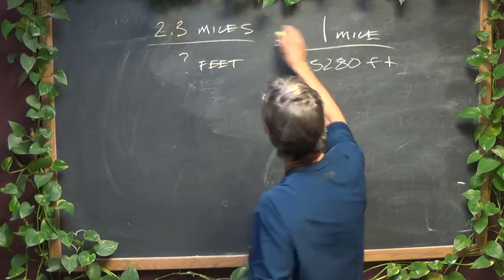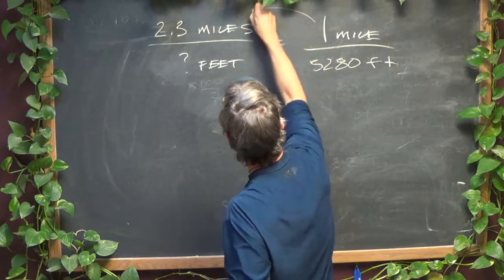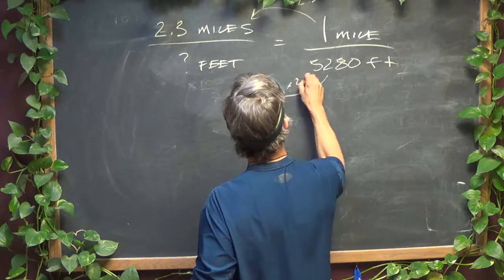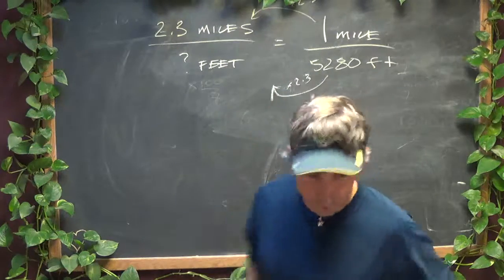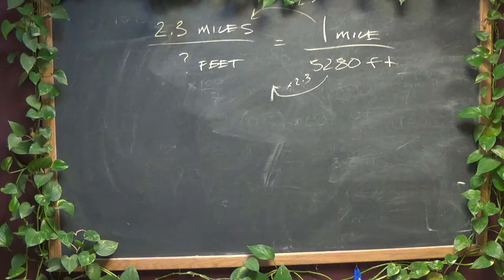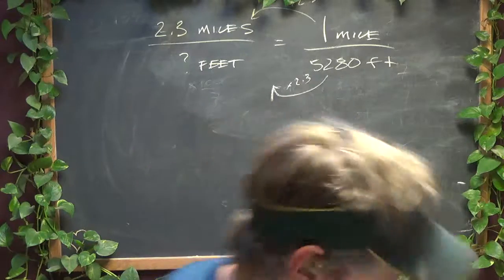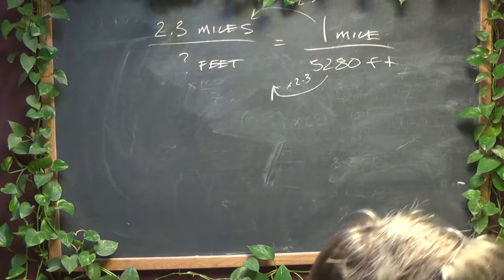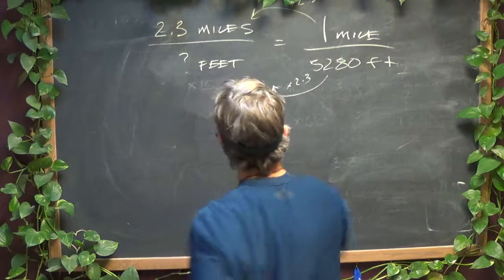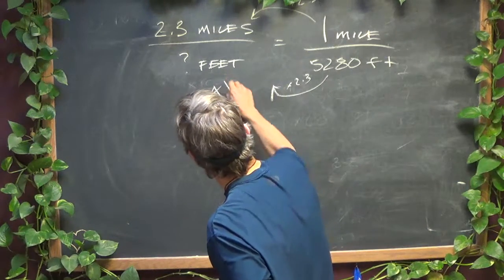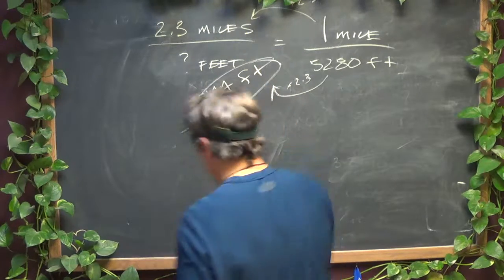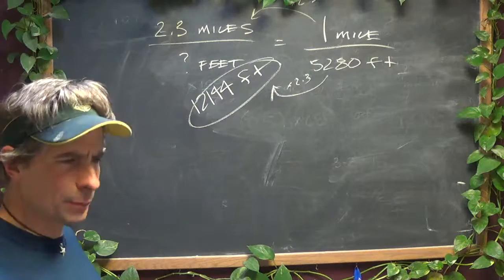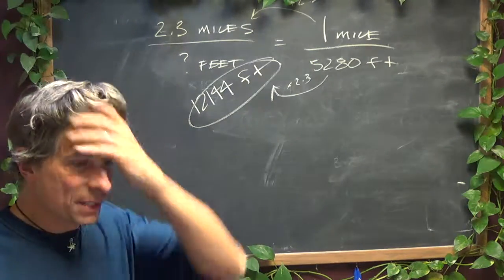So to figure out how many feet 2.3 miles is, all we've got to do is multiply by 2.3. So you're going to have, I don't know, 12,000, 13,000. Let's do it. You're going to have 2.3 times 5,280. That's 12,144 feet. There you go. That's how far you're going to go if you go 2.3 miles. All right, so that's number 4, it looks like. And number 5 is something similar.